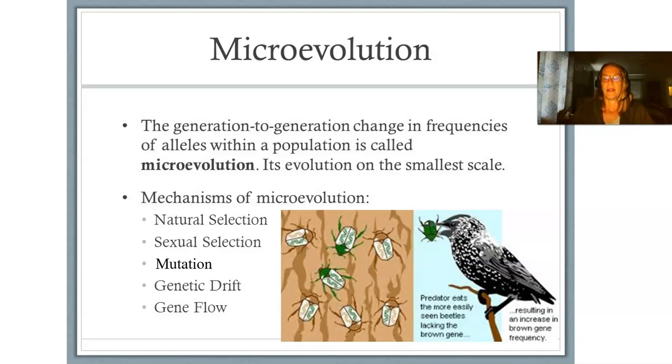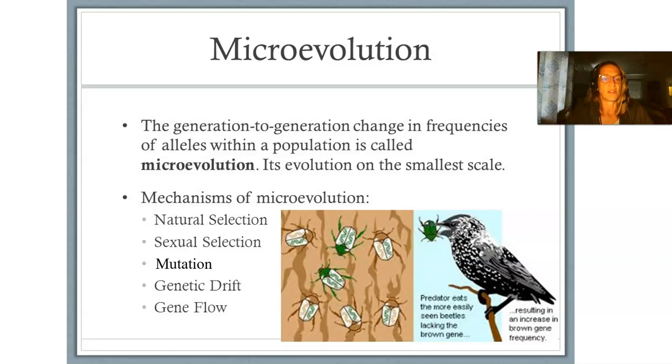So again, we are talking about microevolution, generation to generation change in frequencies of alleles within a population. Microevolution is evolution on a small scale, but I do want you to remember that microevolution occurring over thousands or millions of years can cause macroevolution, or the arising of new species. We're going to spend the next couple of videos talking about the mechanisms of microevolution. How can we get these changes in allele frequencies from one generation to the next?